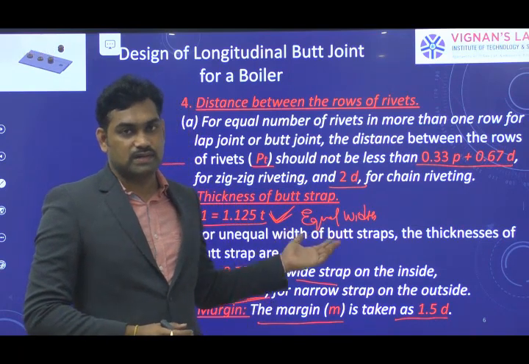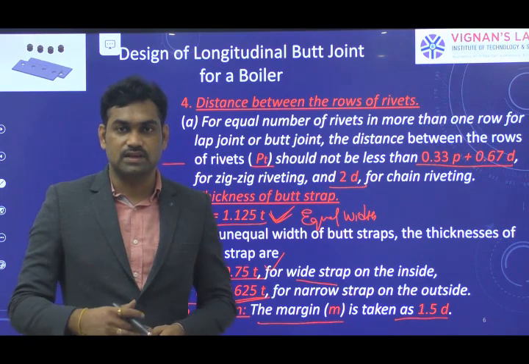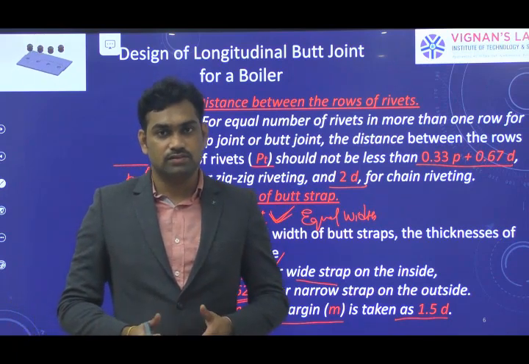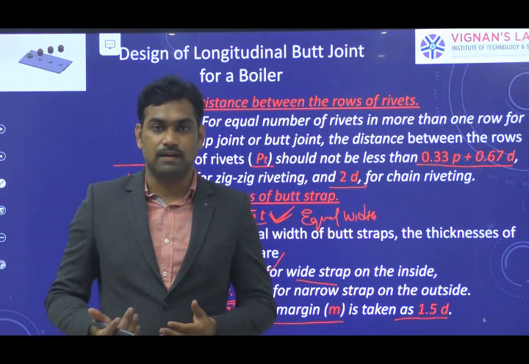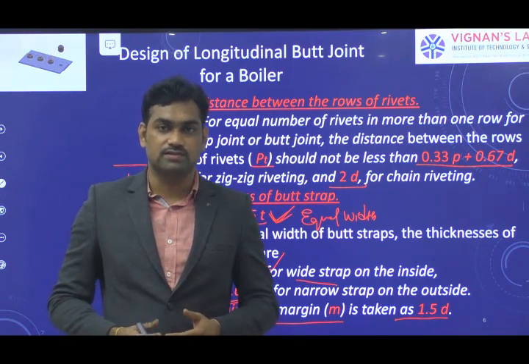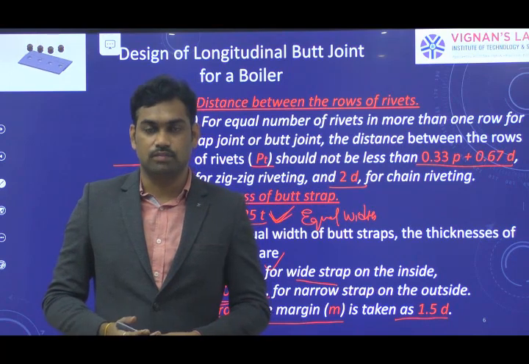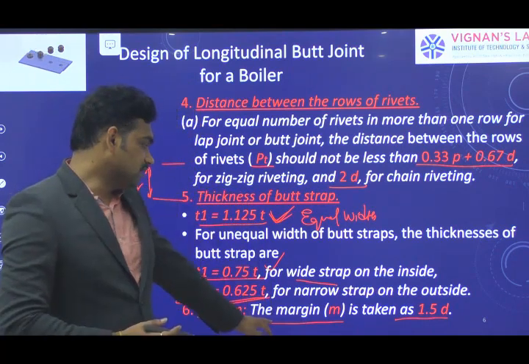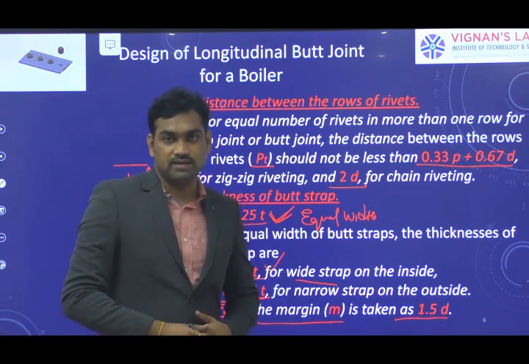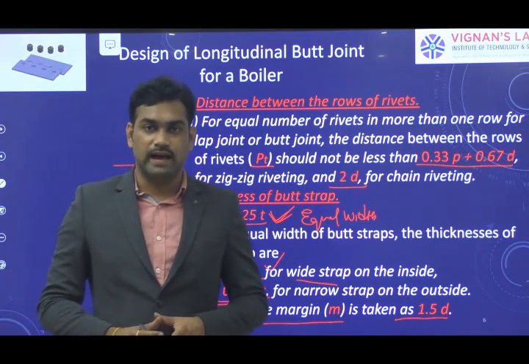And the thickness of straps you find, that is T1. If it is equal width, 1.125 T. If it is unequal widths, the inner wide strap is taken as 0.75 T, and the narrow strap used outside is 0.625 T. And finally, you find the margin, taken as the standard marginal area, 1.5 times the diameter.